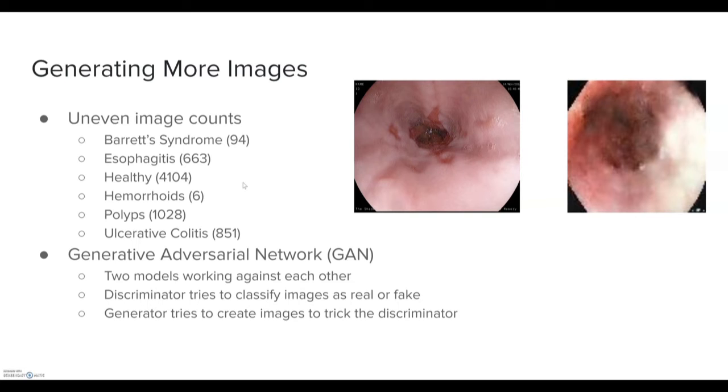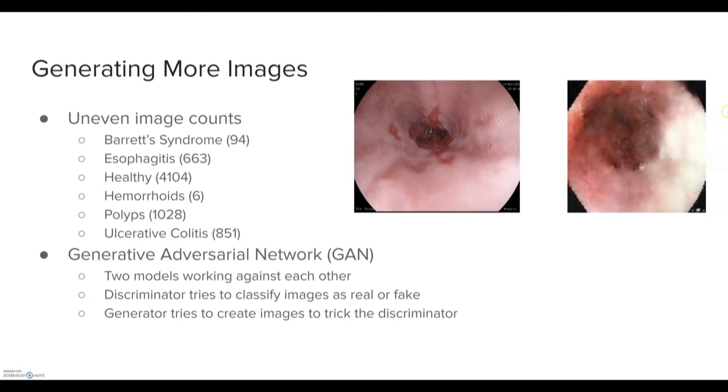And so to fix this problem, I used generative adversarial networks, or GANs, which is when two models are pitted against each other, working against each other. One of them, the discriminator, is trying to classify an image as either real or fake, while the other one, the generator, tries to create images to trick the discriminator into thinking that they're real. And so after running this GAN for around 100 epochs, it begins to generate images that can very easily be mistaken as being real images in the dataset.